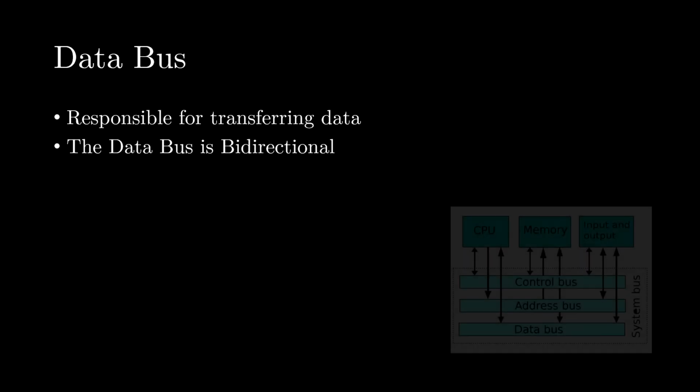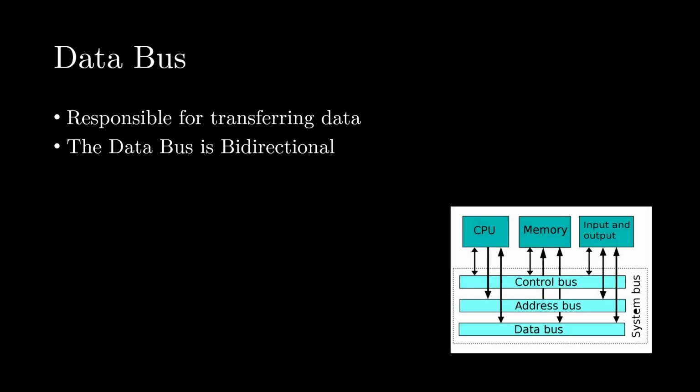The data bus is responsible for transferring data, and the data bus is also bidirectional. And what this means is that it has a two-way connection between all of the subsystems of the computer. The CPU, the memory, and the input and output systems are all part of what we call the subsystems. We can see from the diagram that the bottom bus, the data bus, has a two-way connection between all of our subsystems.